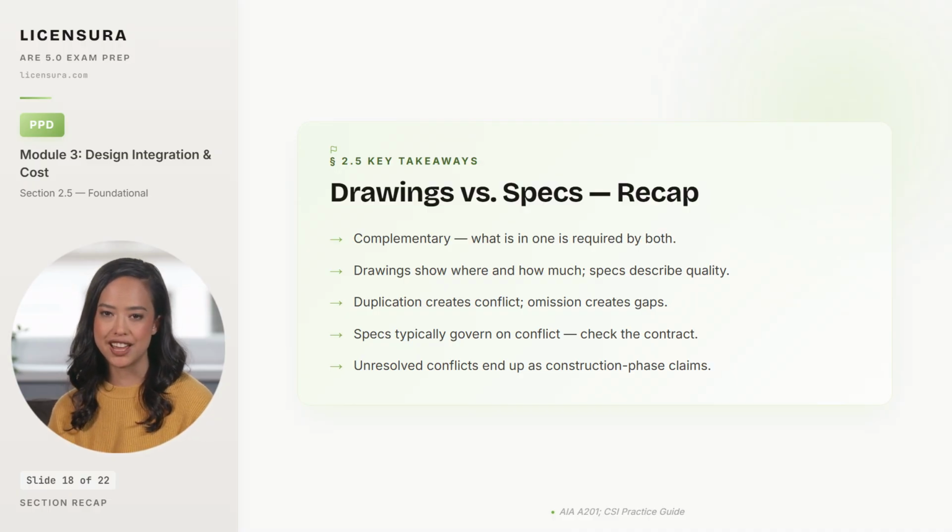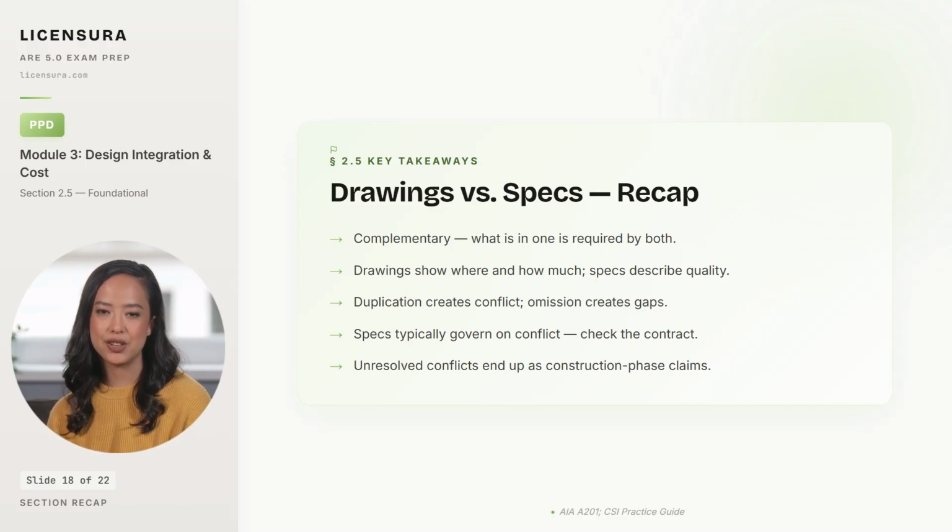Drawings show where and how much. Specs describe quality and method. And the architect who confuses the document roles writes contradictory documents that get exploited at bid and litigated at closeout. Duplication creates conflict, and omission creates gaps. And the discipline of putting each piece of information in exactly one document is what prevents both failure modes.